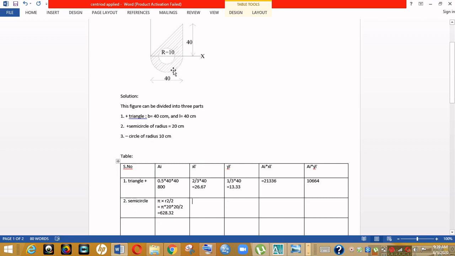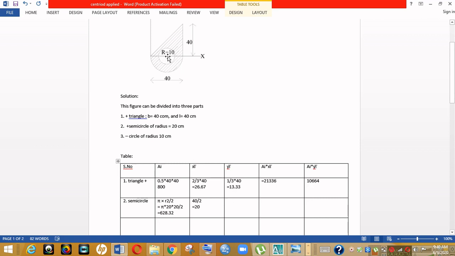So xi is the centroid of this semicircle in x direction. If we are moving from this origin in x direction, this centroid comes out to be half of this base distance, that is 40 by 2. We will get the value as 20.